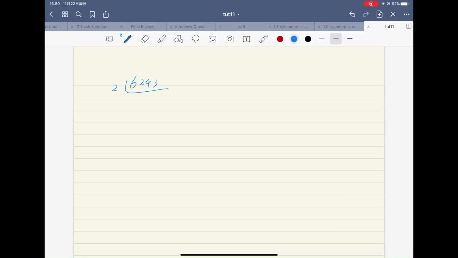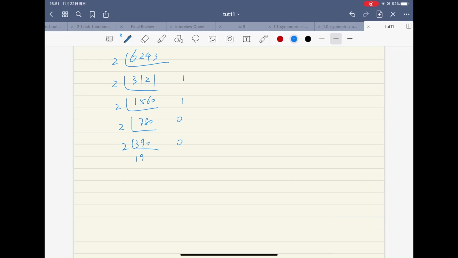Assuming it's just long division, but we can use this form. Divided by 2, we have 3121, and the remainder is 1. Then 1560, the remainder is 1. Divided by 2 is 780, the remainder is 0. And divided by 2, we have 390, the remainder is 0. And divided by 2, we have 195.